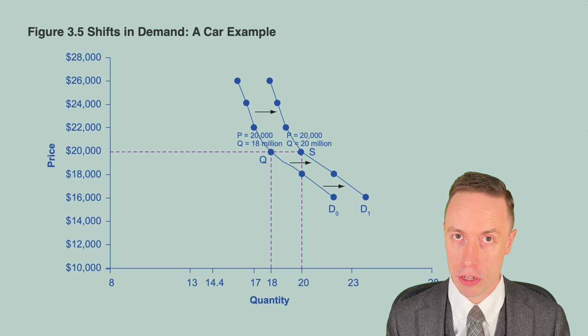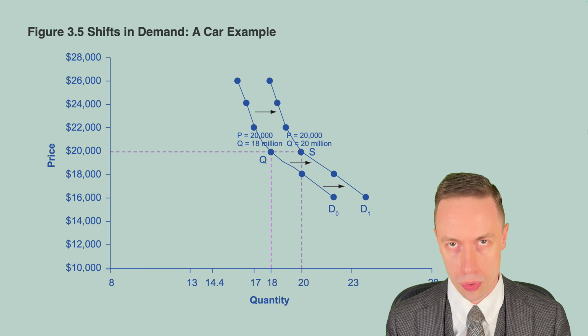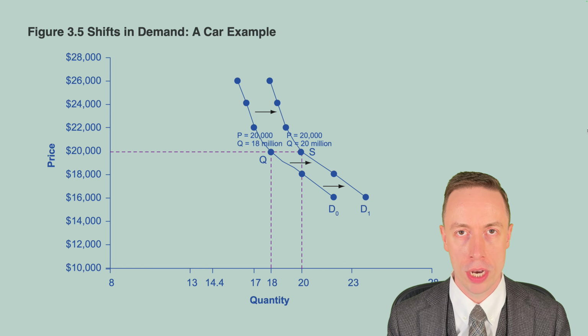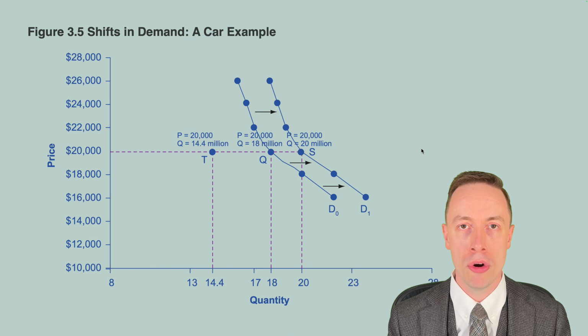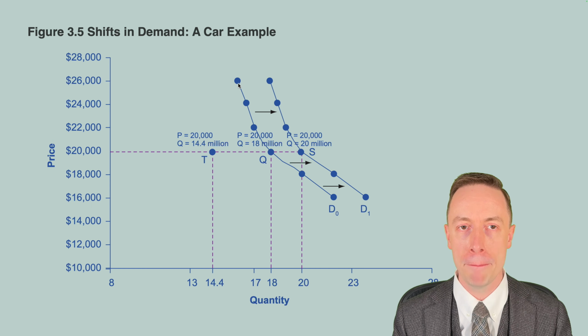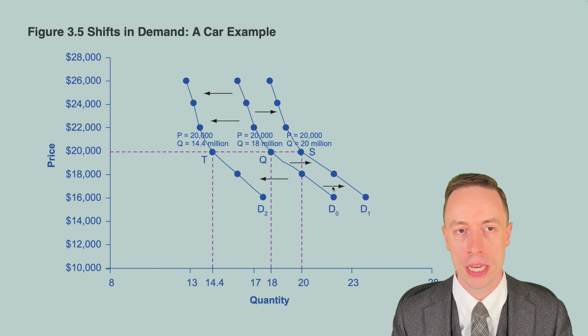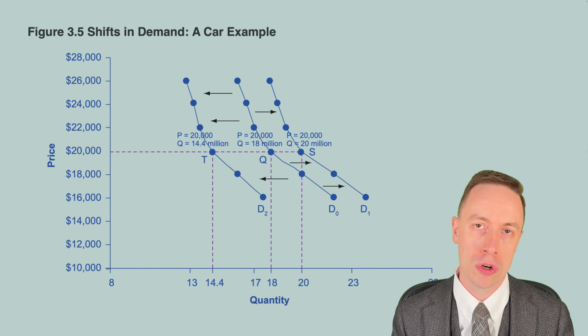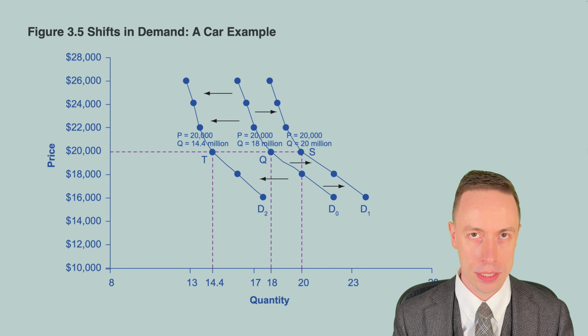Likewise, a separate set of circumstances, let's say a decrease in the incomes of our buyers, might lead to lower quantities at each price point. Again, starting at the $20,000 price point, let's say we're moving from point Q to point T, where buyers are now only buying 14.4 million cars. That means we have a new point not on our original demand curve. And if this is happening up and down the entire set of prices we're looking at, why, we've got ourselves a whole new demand curve, this one being referred to as a decrease in demand.